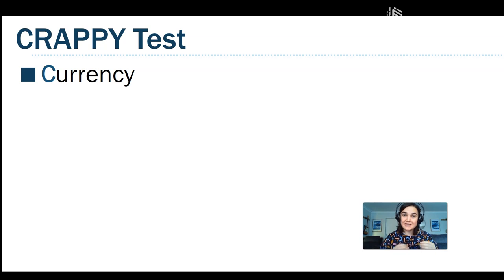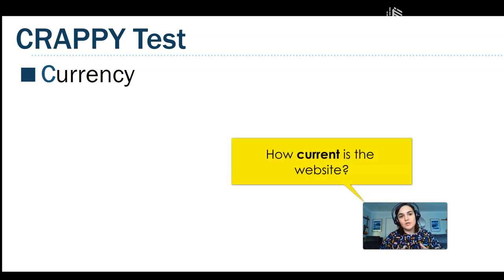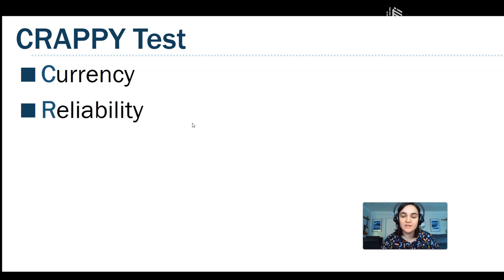So have a look, is there a timestamp on the website? You want it to be hopefully within the last 5 years. R is for reliability. So what's that domain ending? Is it a .com? Is it a .edu? Is it a government website? Where is that information coming from?